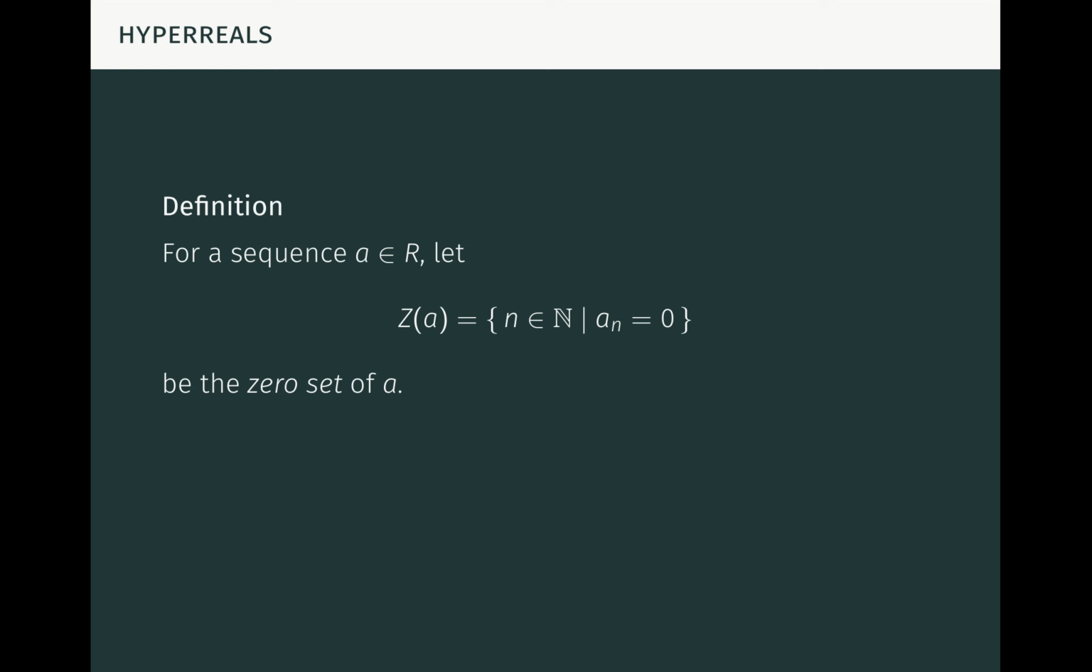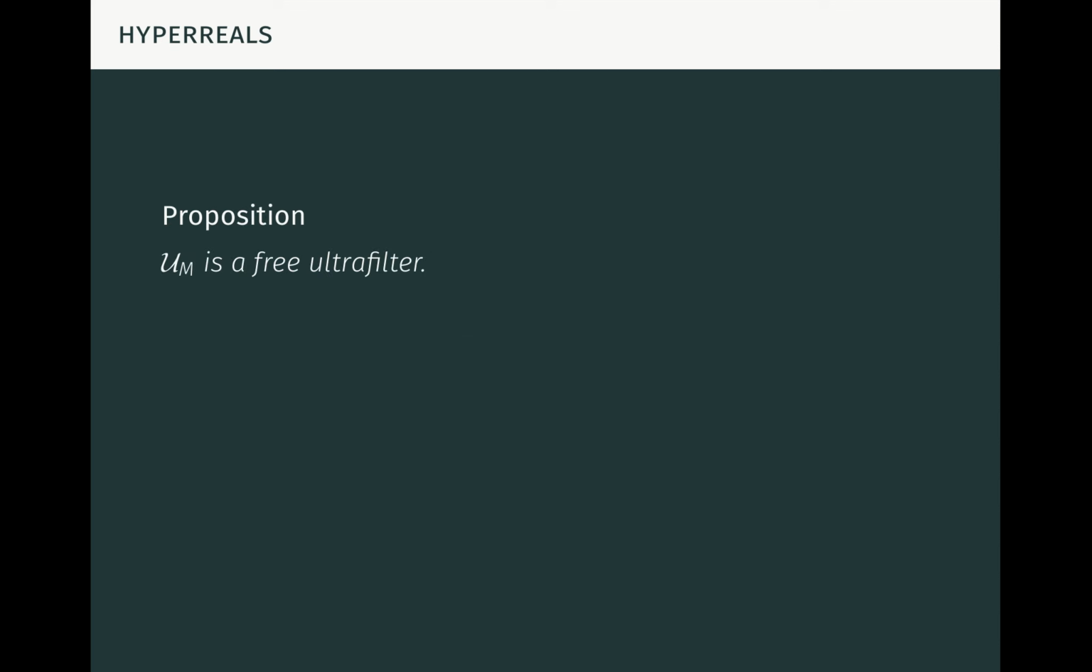I'm going to call this the zero set of A. Next, let U_M be the collection of all zero sets of the sequences in M. Then it turns out that U_M is actually a free ultrafilter. In other words, it's intuitively a well-behaved collection of very large subsets of the natural numbers.